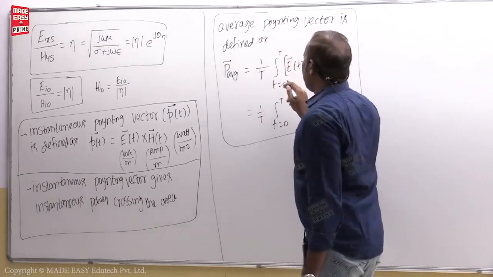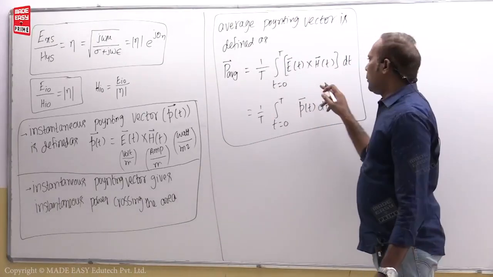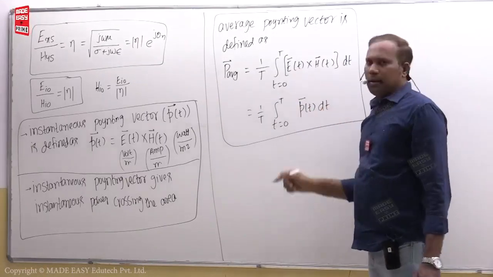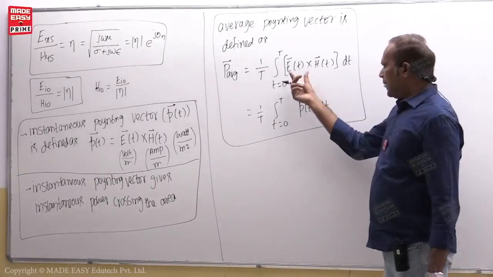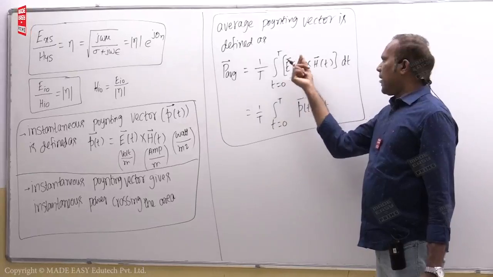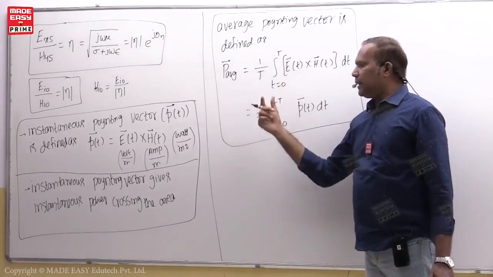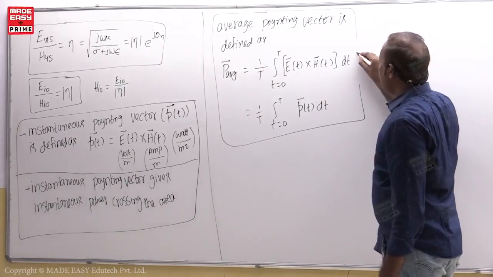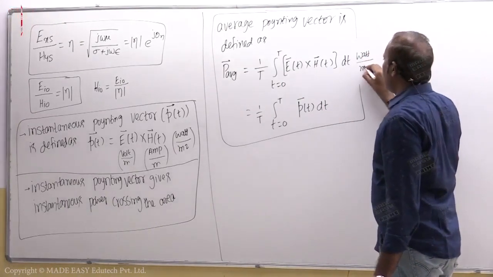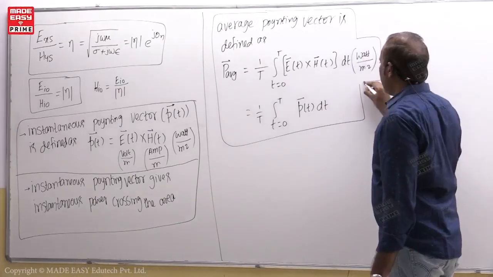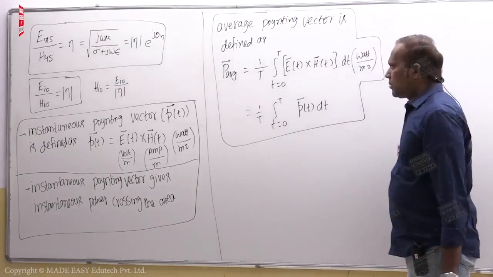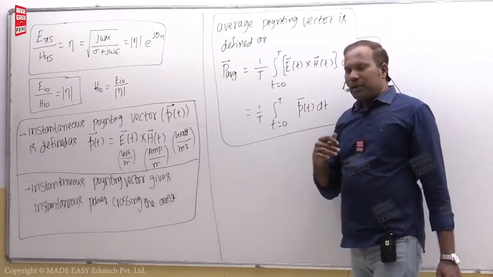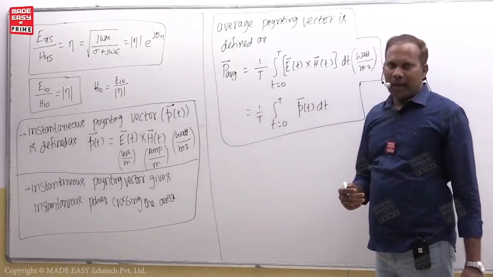That means if you know the electric field equation in time domain and the magnetic field equation in time domain, take the cross product and integrate over 0 to capital T time period, then with 1 by T, you get the average Poynting vector. Once again, the unit of this is watt per meter square. Now, dear students, in complex domain, that means phasor domain.